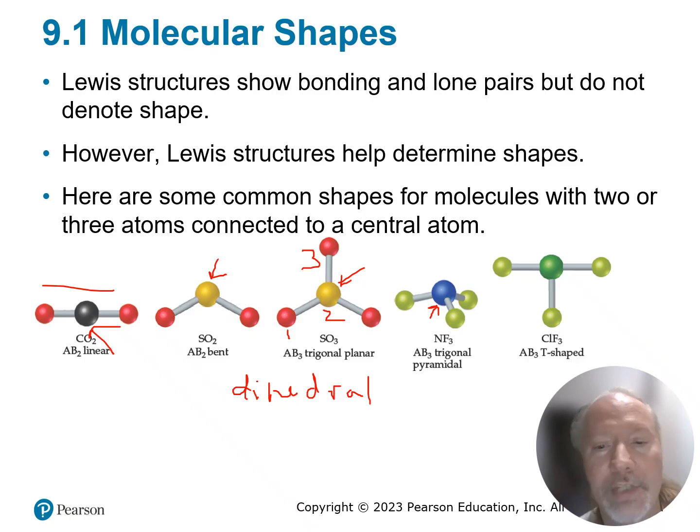Let's look at a very interesting one, ClF3. It's AB3, and it's called T-shaped because it's shaped like a T. So we're not really worried about all the electron domain geometries. We're just worried about the molecular shape. This will come in handy as we move further.